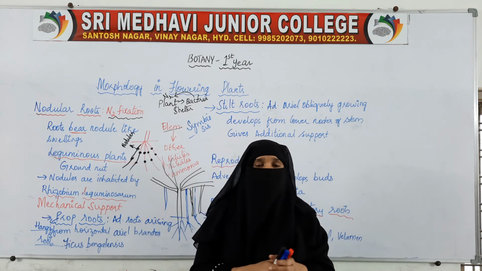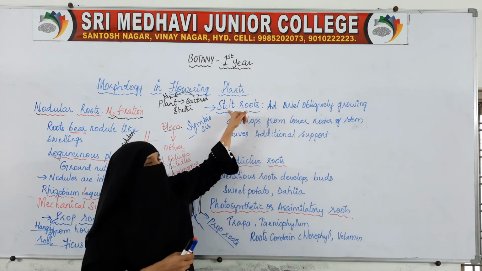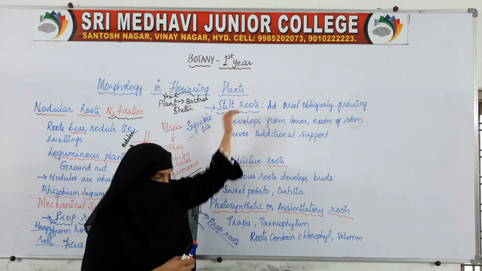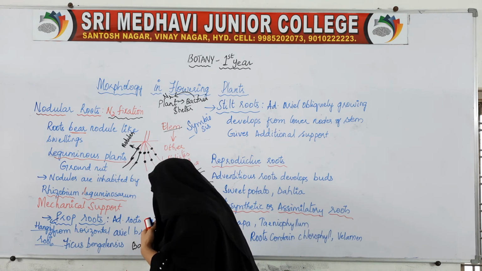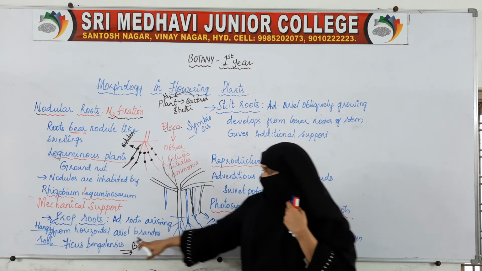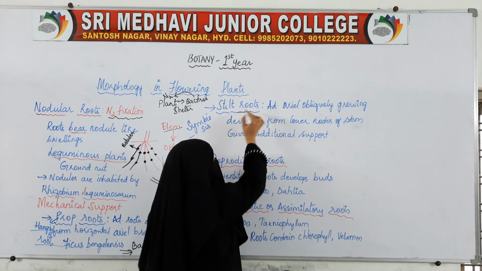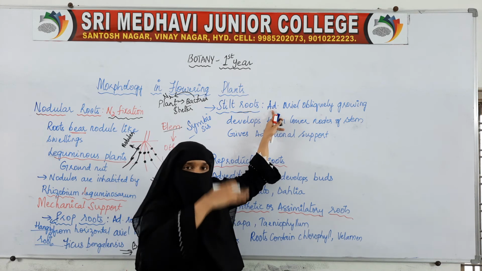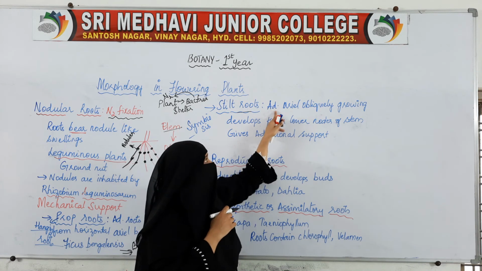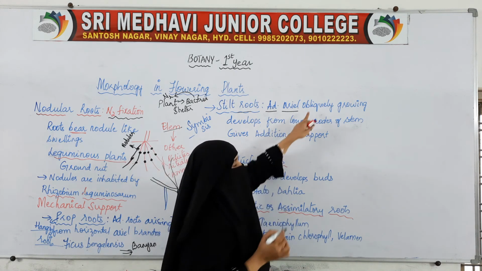Another example of roots which give mechanical support or additional support is stilt roots. Ficus bengalensis is the scientific name of the banyan tree. Now coming to stilt roots, these are also adventitious aerial roots, that is, these roots are also found above the ground. These are obliquely growing.